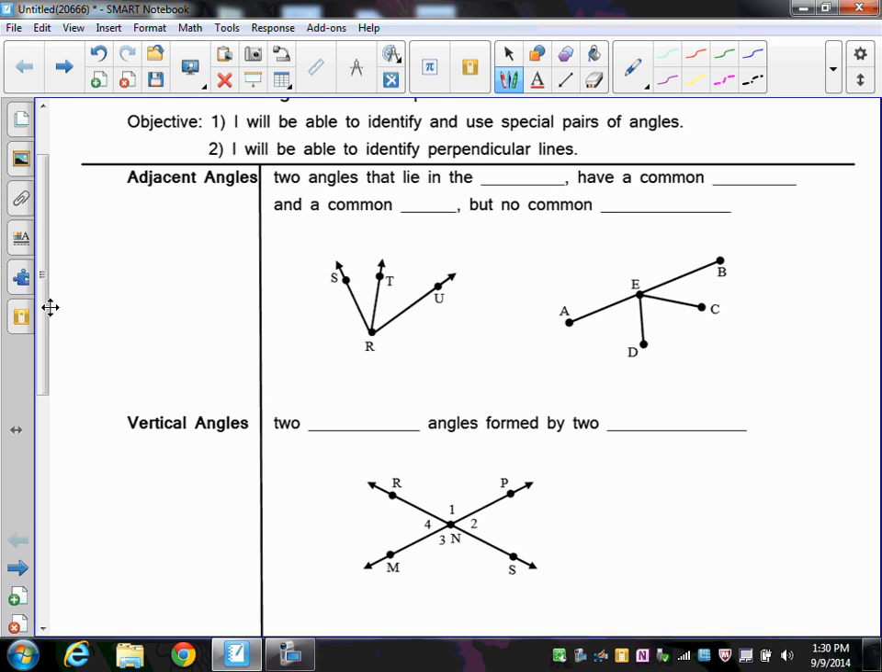They are two angles that lie in the same plane, have a common vertex and a common side, but no common interior points. So inside this definition, we have a number of other words which we've defined earlier. So we have vertex. Remember, vertex was like an elbow point, is what I like to call it. So it's like the center of the angle.